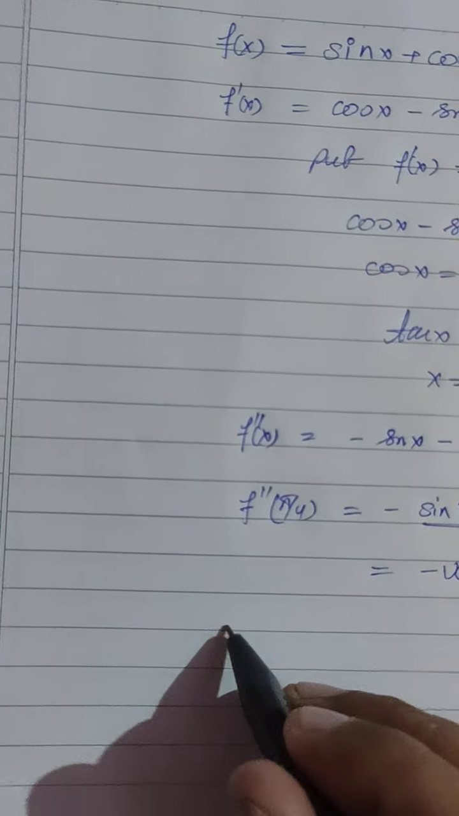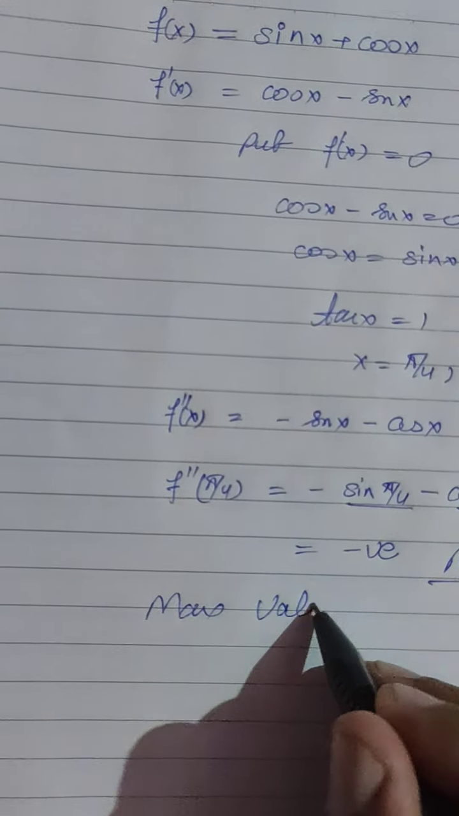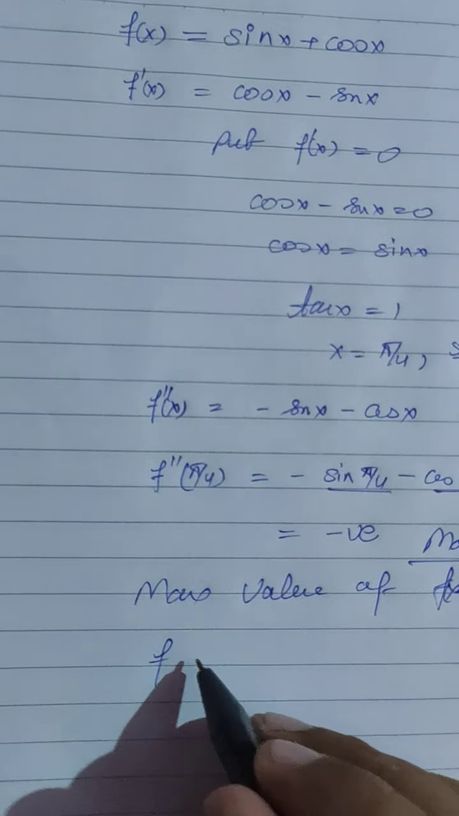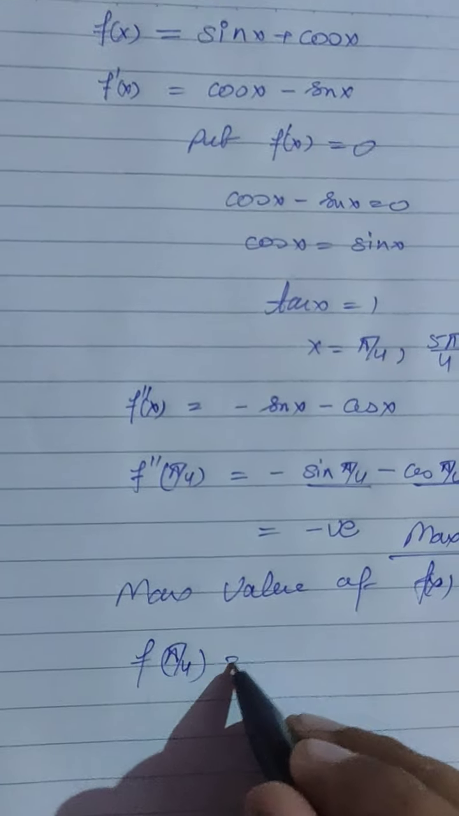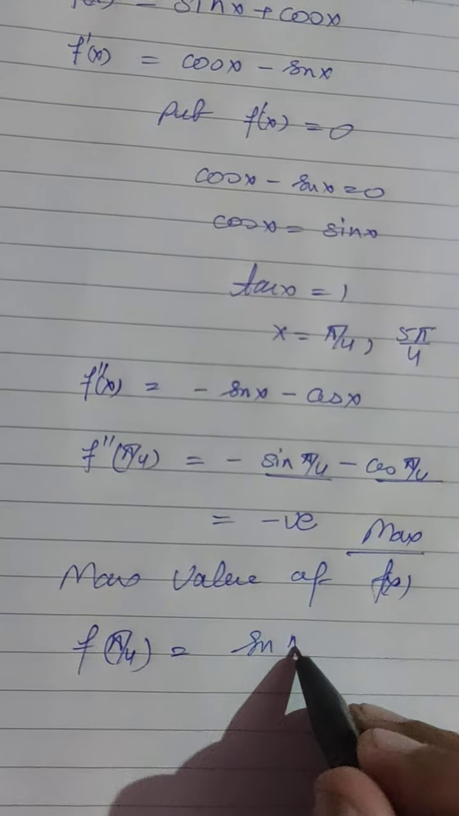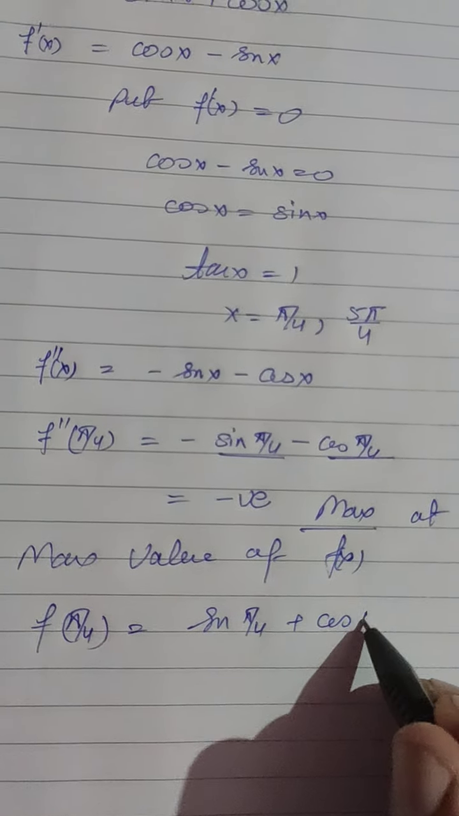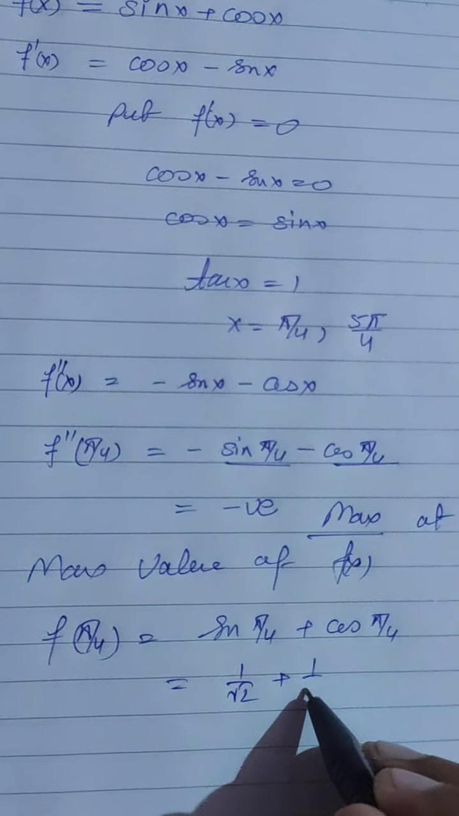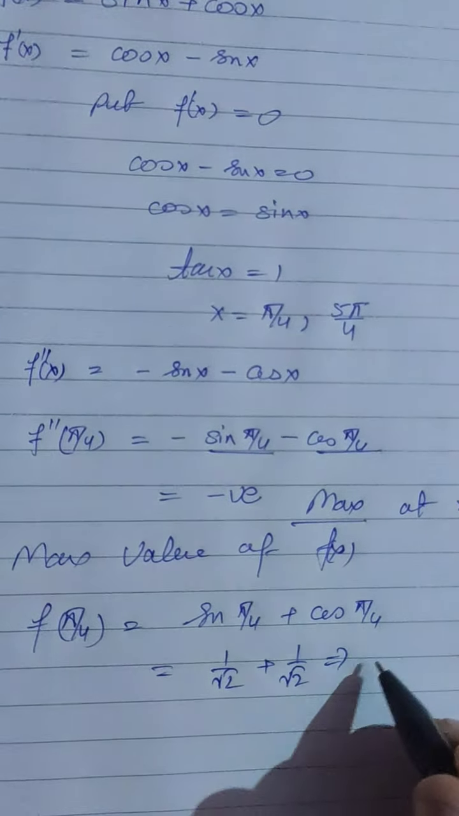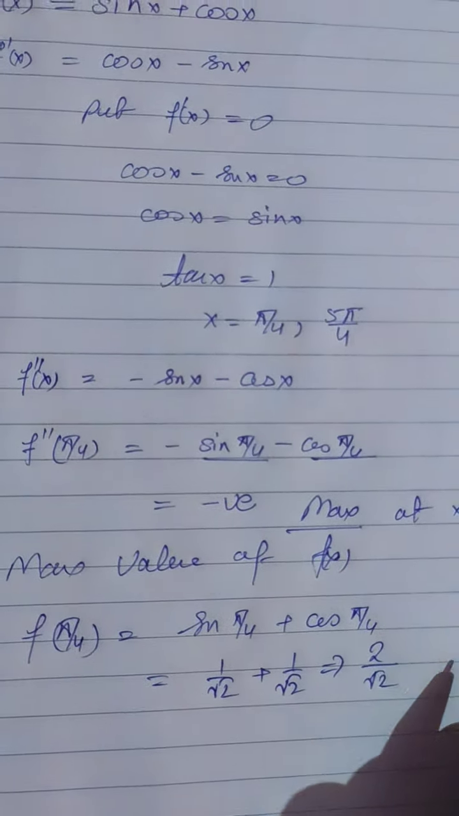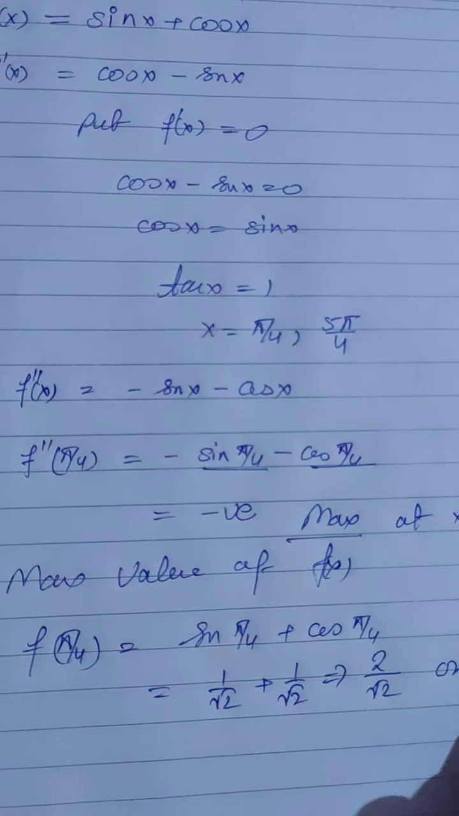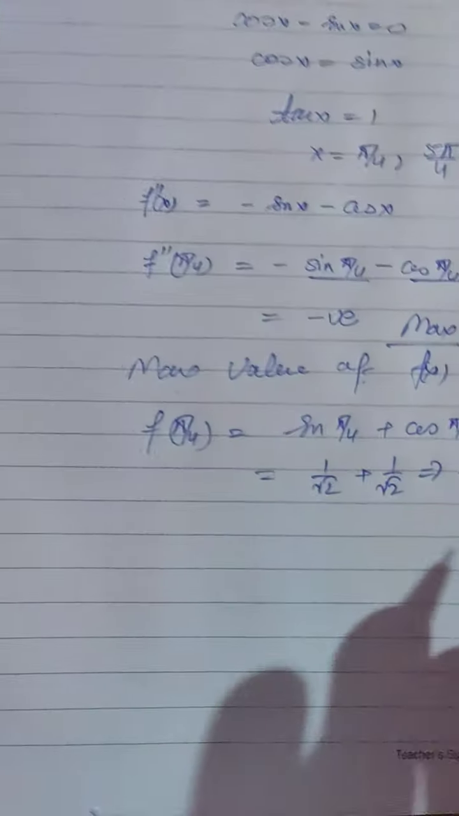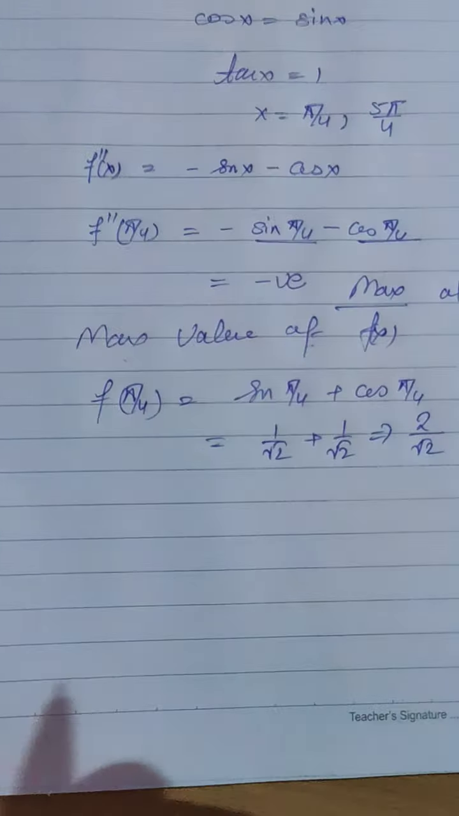So the maximum value of the function will be f(pi by 4). So it will be sin pi by 4 plus cos pi by 4, that is 1 by root 2 plus 1 by root 2. This implies 2 upon root 2, or root 2 is the maximum value of the function. Whereas I have told you we need to calculate maximum and minimum value.